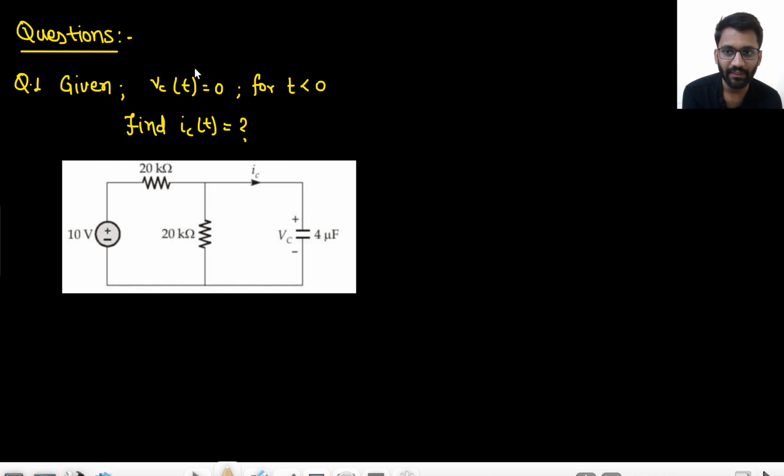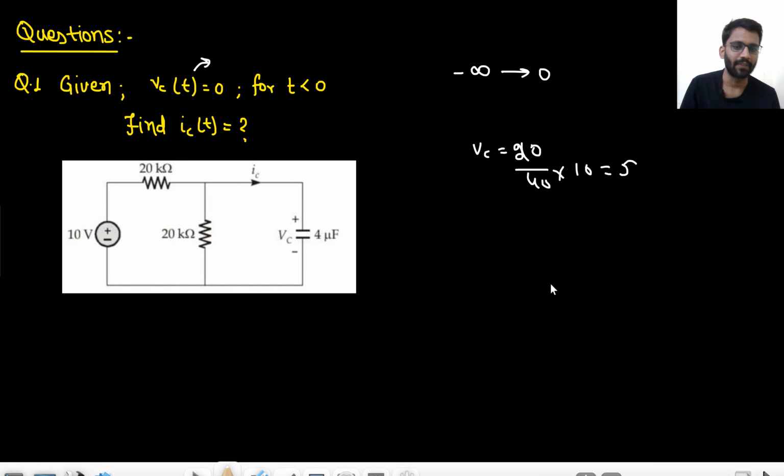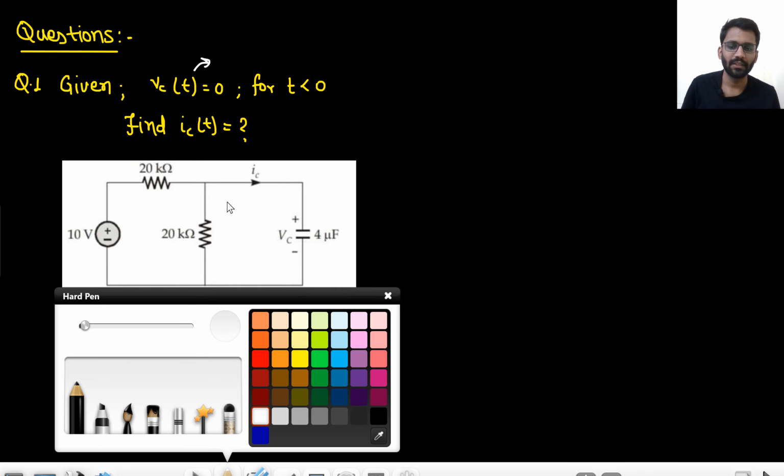Why so? Because they have given the condition that VC(t) is 0 for t less than 0. That means it is applied after t greater than 0 only. If it had been applied before t less than 0, then VC(t) would have been 5 volt, right? I have told you, if it would have been applied from minus infinity to 0, then steady state would have already been reached, and VC would have been 20 by 40 into 10, that means 5 volt. But this is not the case. They have already given that VC at t equals 0 is 0 volt.